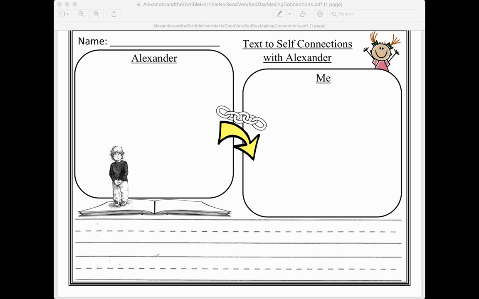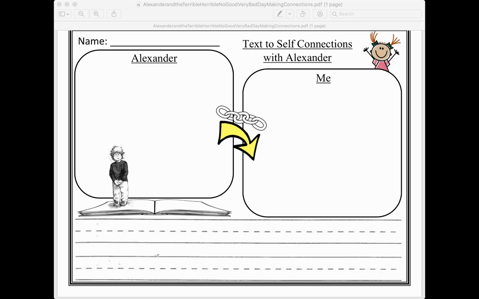Hi guys, for story time today, we're going to practice a reading strategy. And the strategy that we're practicing is called text connections, making connections to text. And the text is what we're reading. And the connections we make, there's three different types of connections.